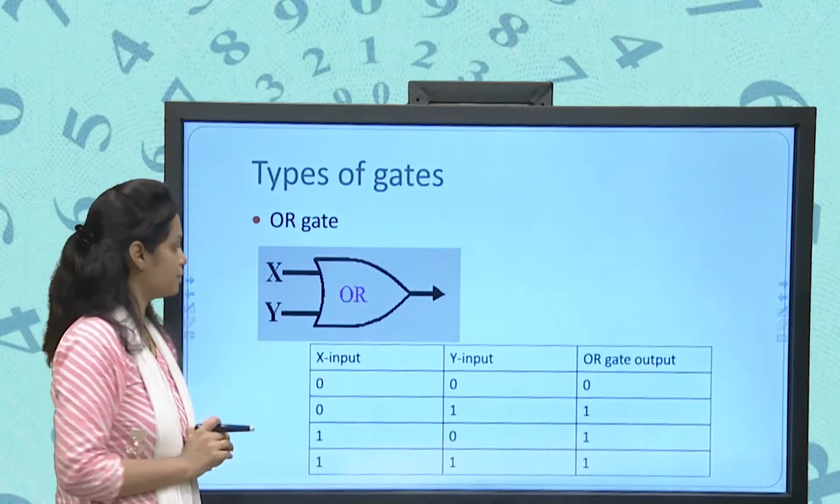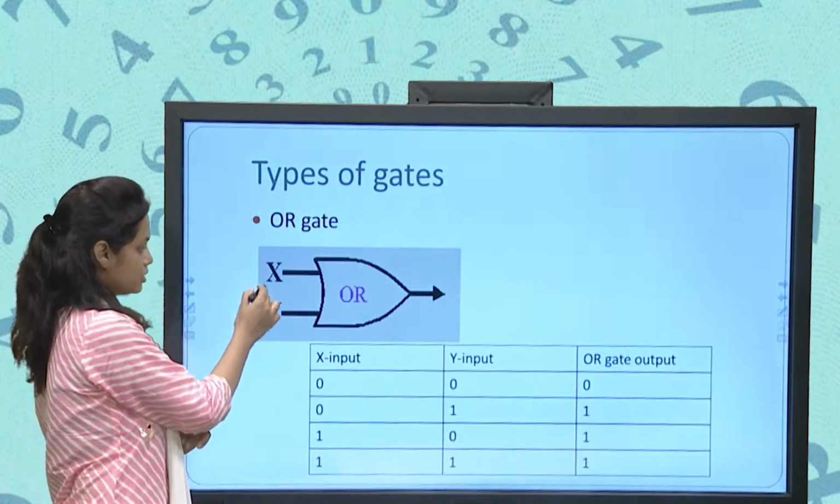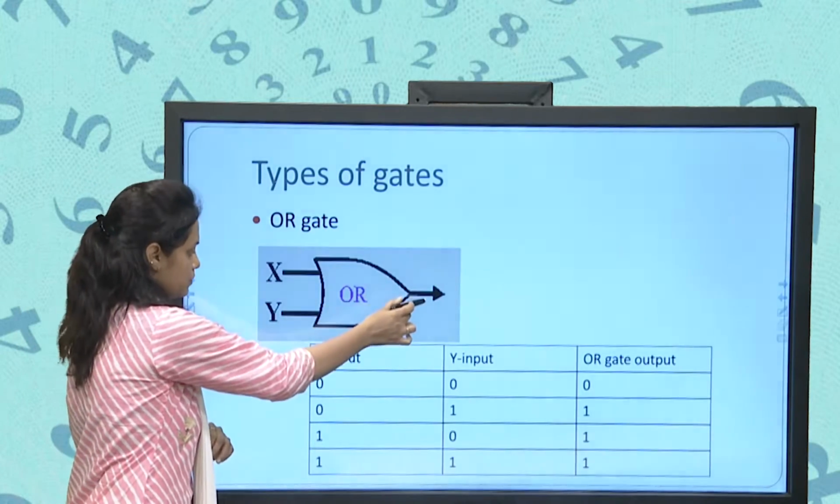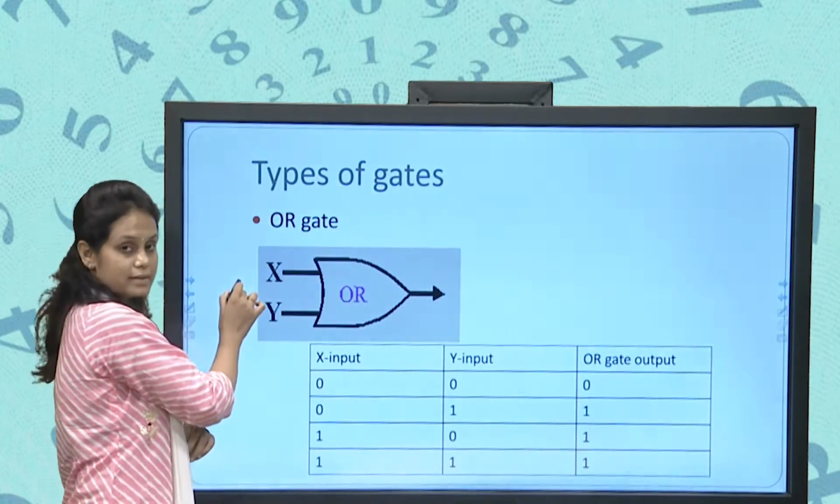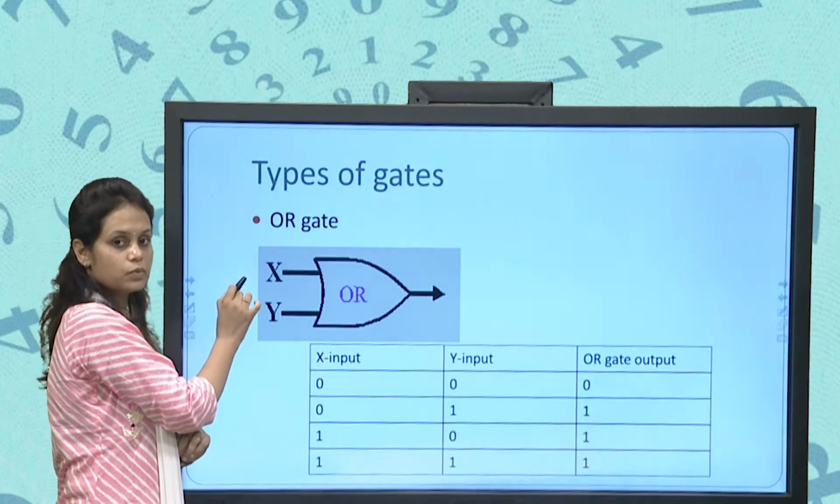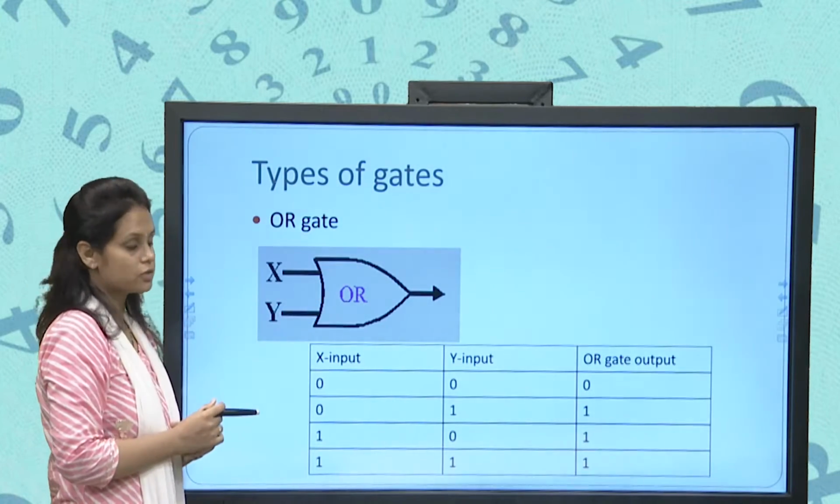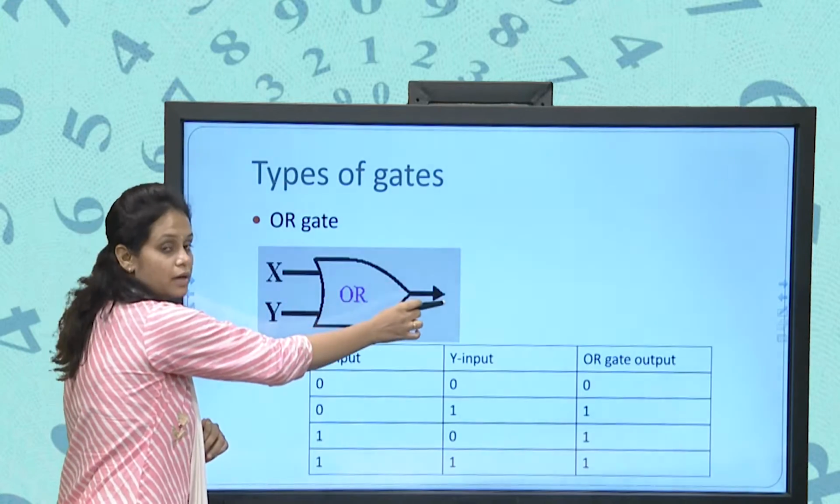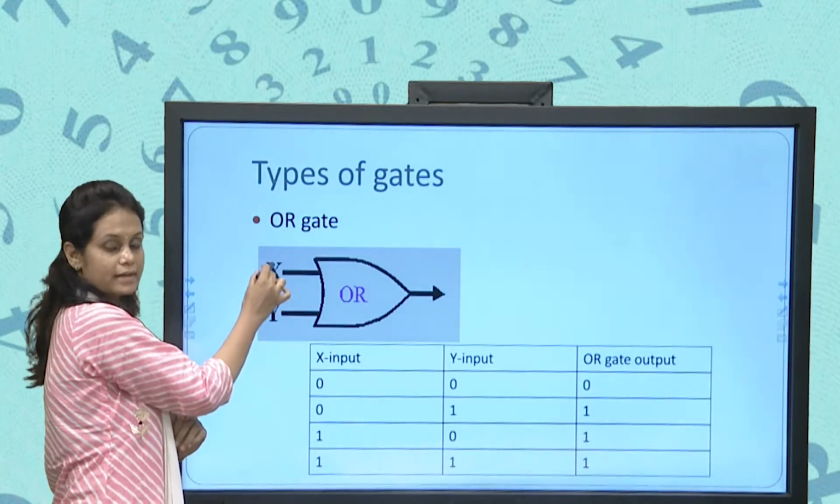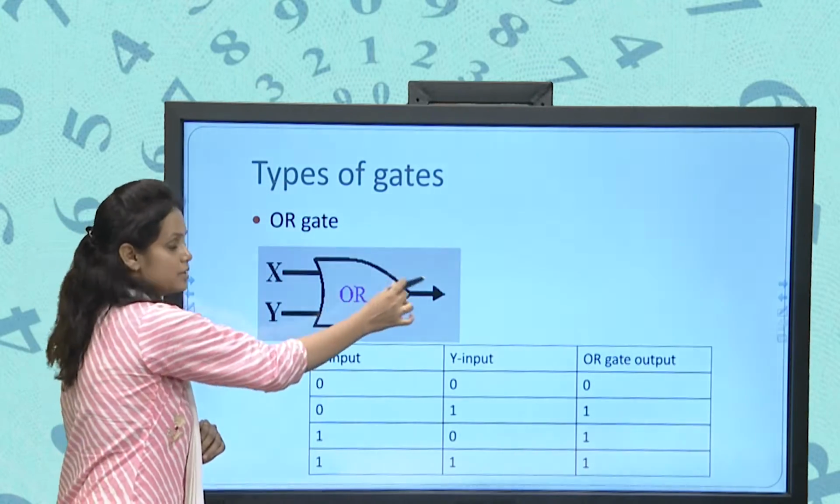We will see the example. If x is 0, y is 0, output is 0. If x is 1, y is 0, output is 1, because x is 1. At least one bit is 1, then output is 1. Next, if x is 0, y is 1, output is 1, and if both x and y are 1, output is 1.